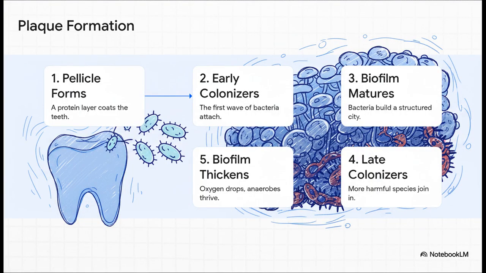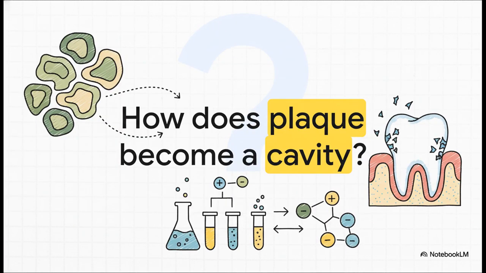And this city doesn't just pop up overnight. It's built in stages. First, a super thin protein layer forms on your teeth. Then, the first settlers, the early colonizers. They move in and attach. As they multiply, they start building the actual structure of the biofilm. This attracts the late colonizers, who are often the more dangerous species, until the whole thing thickens into a mature, thriving plaque metropolis.